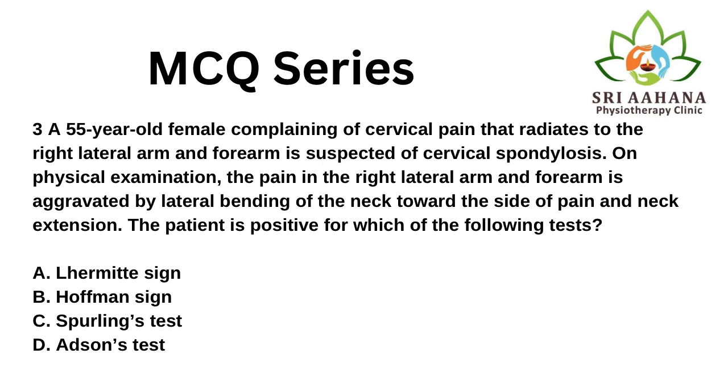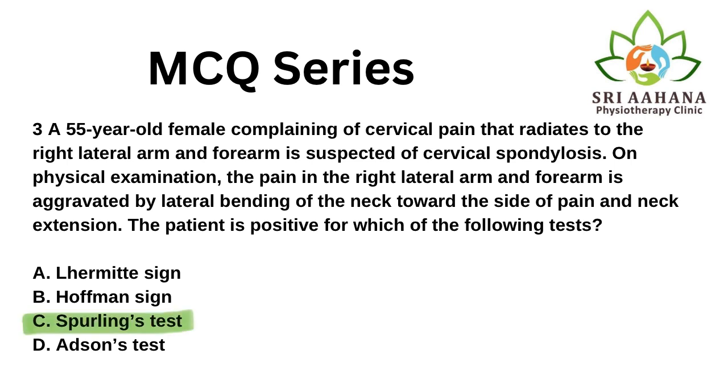A 55-year-old female complaining of cervical pain that radiates to the right lateral arm and forearm is suspected of cervical spondylosis. On physical examination, the pain in the right lateral arm and forearm is aggravated by lateral bending of the neck toward the side of pain and neck extension. The patient is positive for which of the following tests? A. Lhermitte's sign, B. Hoffman's sign, C. Sperling's test, D. Adson's test.